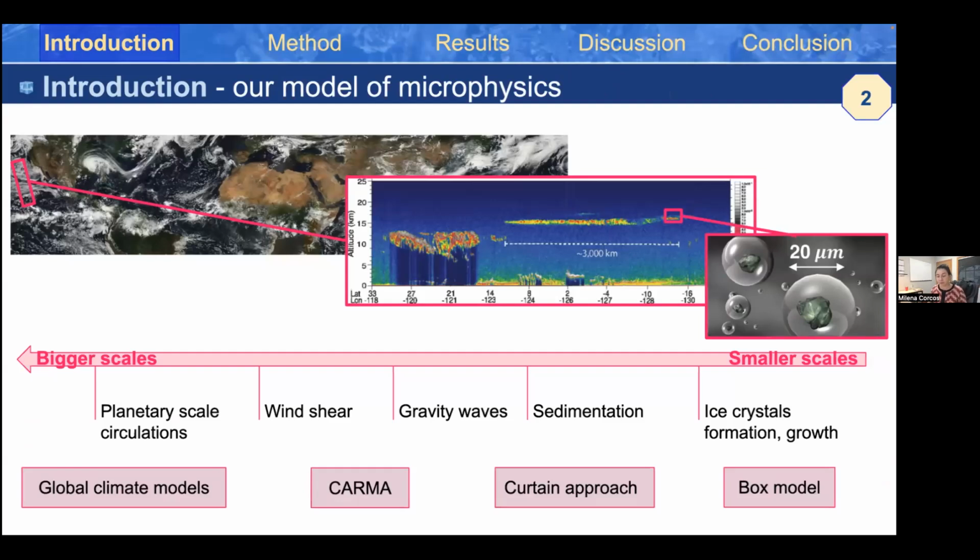So we know that cirrus clouds are hard to represent and study as they gather a wide range of processes, from planetary scale circulations to the microphysics of the nucleation of the ice crystals. And so all these processes can't be fully resolved in one model and choices have to be made. So here in our work, we want to look at the effect of gravity waves on the ice crystals population and therefore the air parcel dehydration.